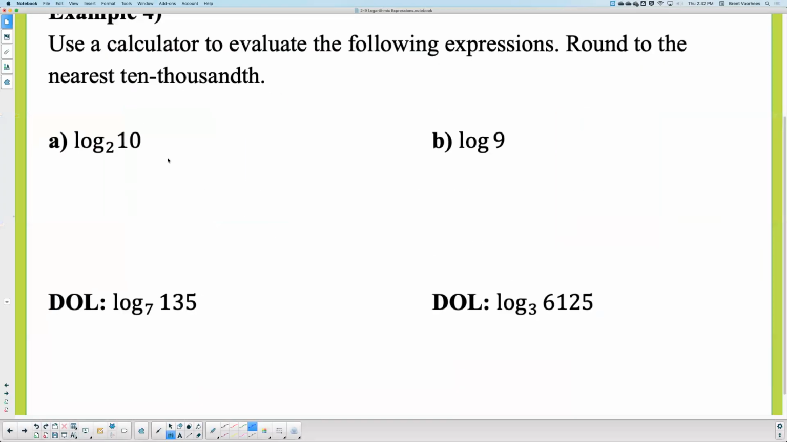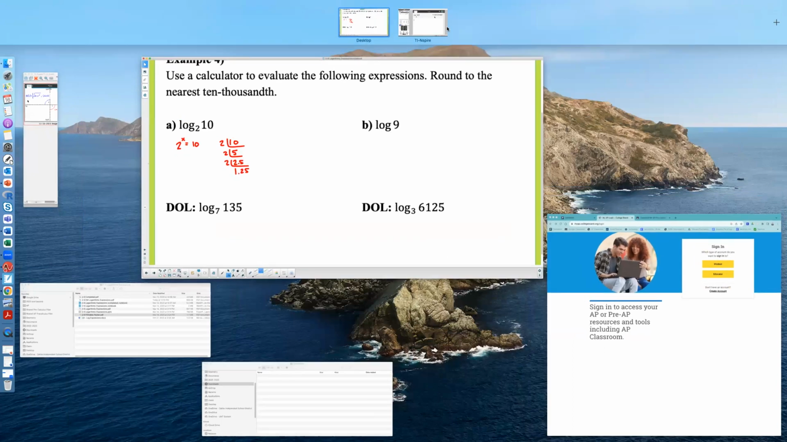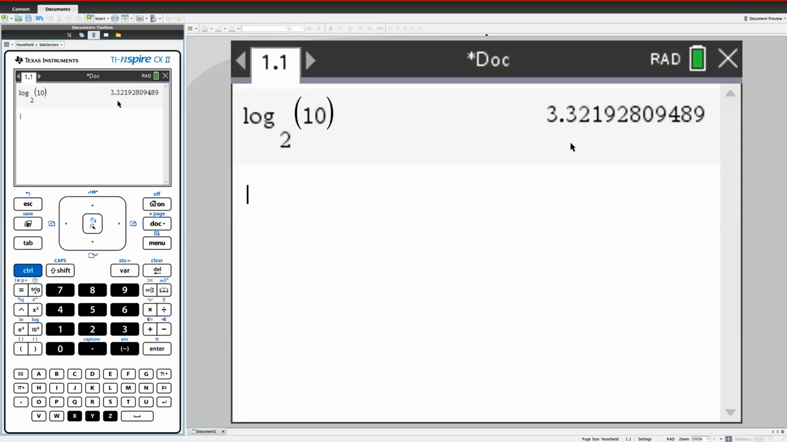Because if you wanted to solve this, you would say 2 to the x equals 10. And if you tried to break down 10, 2 goes into 10 how many times? 5. 2 goes into 5 how many times? 2.5. 2 goes into 2.5, goes into this 2 once. 2.5. You see how we're not getting there? You could keep trying, but we just can't get there. So it's going to be 3 plus some extra. And what's that extra? It's that right there. That's what it actually is.